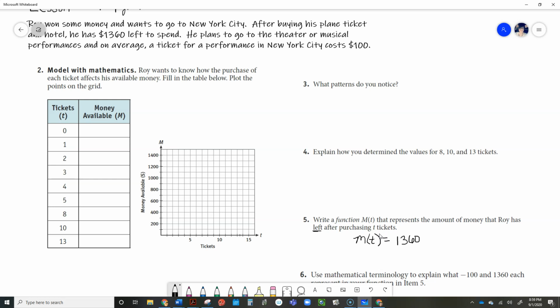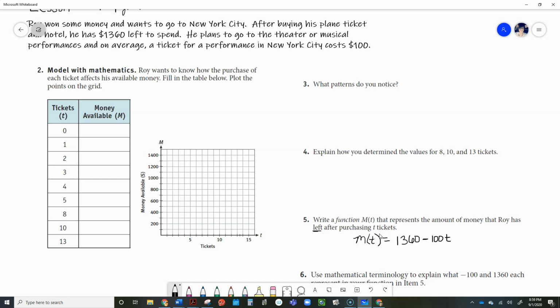Just when we're talking about this, this is the money he has left to spend on the theater tickets. So it's not technically the amount of money that he started with. I think he started off with $3,000, but this is what he has left to spend on the theater tickets. And he says that he's going to spend them at $100 per ticket. So we're going to take away from that. Why are we taking away from that? Because his money is going to decrease.